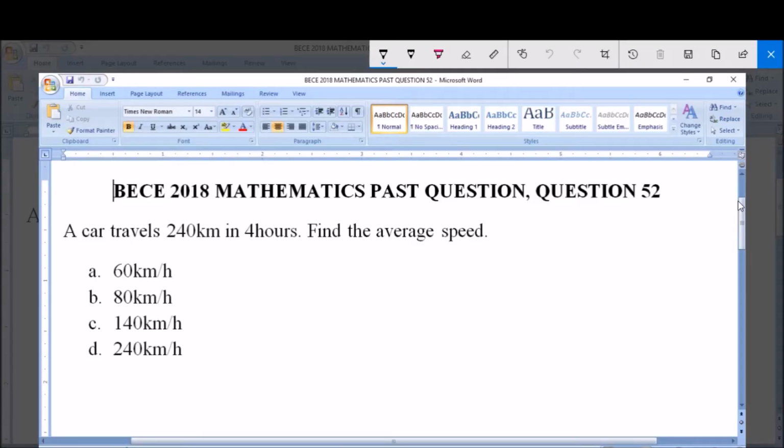Today we're going to be dealing with BECE 2018 Mathematics Past Question 52. A car travels 240 km in 4 hours. Find the average speed. A. 60 km per hour, B. 80 km per hour, C. 140 km per hour, and D. 240 km per hour.